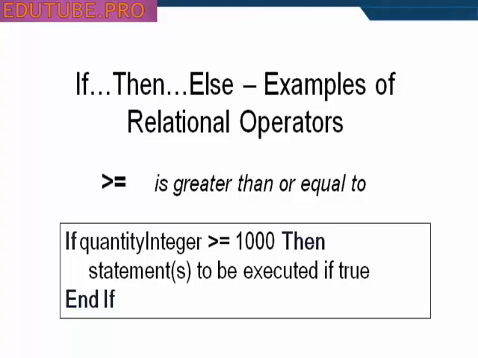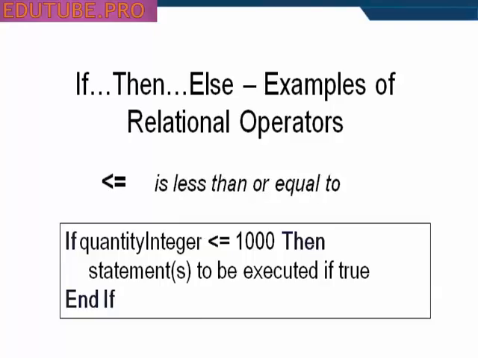Next is the greater than or equal to. If quantity integer is greater than or equal to 1000, then perform the statements. Here we're saying include 1000 and all of the values that are greater than 1000. That will qualify this statement to be considered true. That is, every value of quantity integer of 1000 and more would make this statement true.